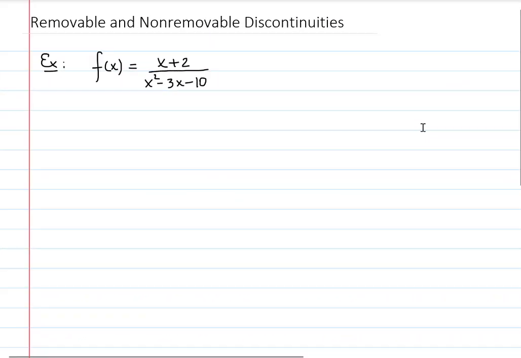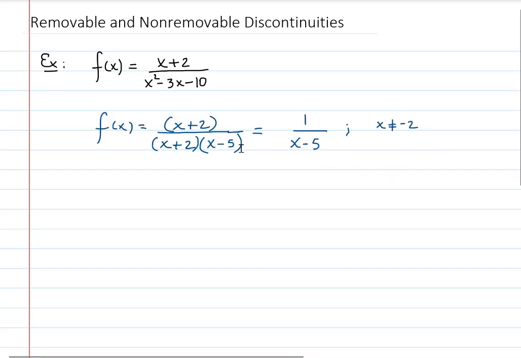Okay, here I want to do an example with identifying removable and non-removable discontinuities on a given function. So say we have this rational function, (x + 2) over (x² − 3x − 10). Now you should be able to graph something like this, but we're going to just try to do this algebraically, and always keep in mind your algebra here to be able to identify where we have discontinuities in this function.